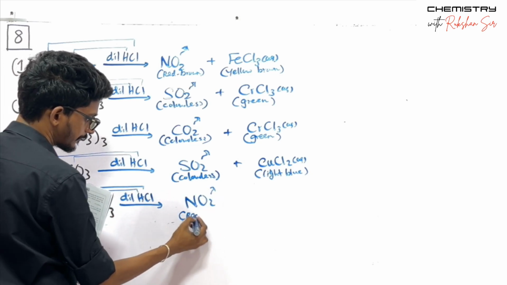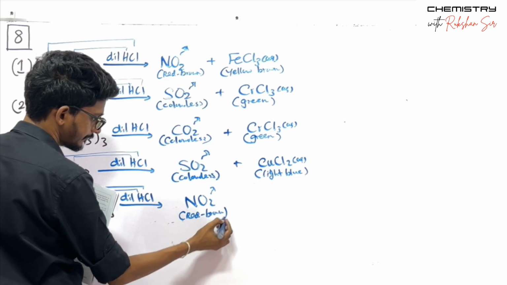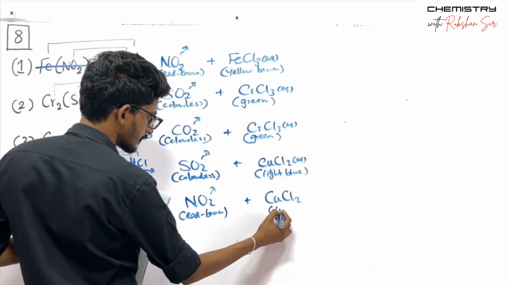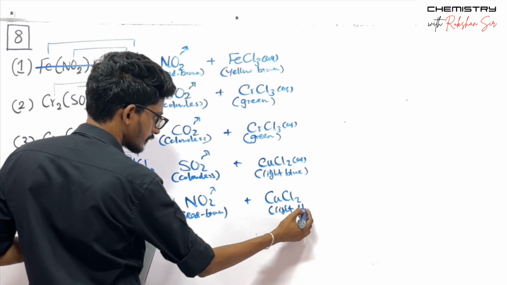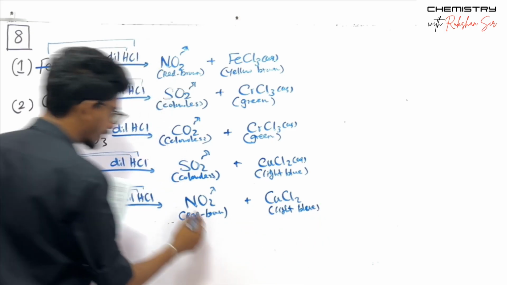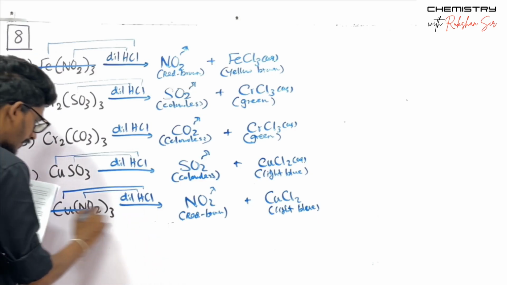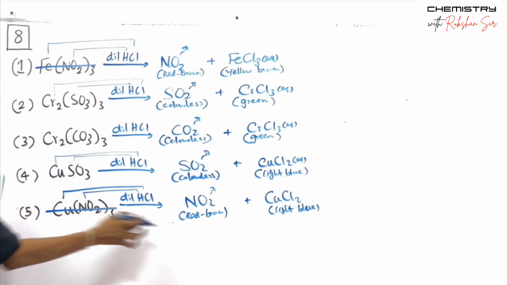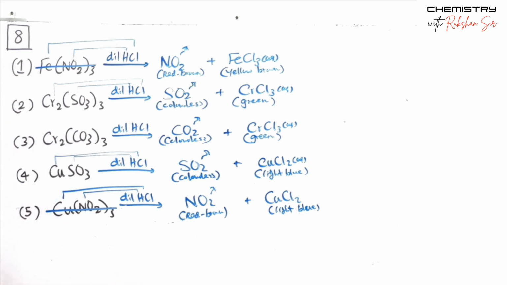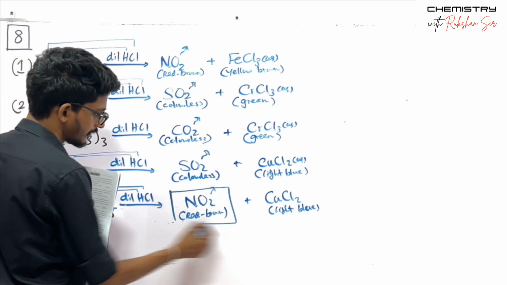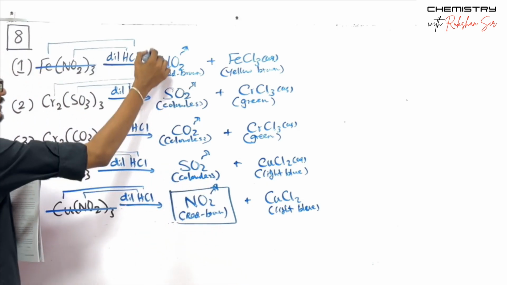NO2 is red brown, and copper chloride. So that is out, right? Red brown gas, that is out. We are looking for a colorless gas. Because of this, two guys are out.